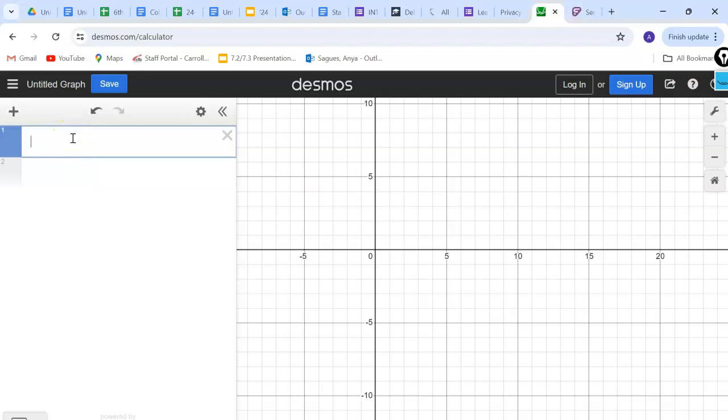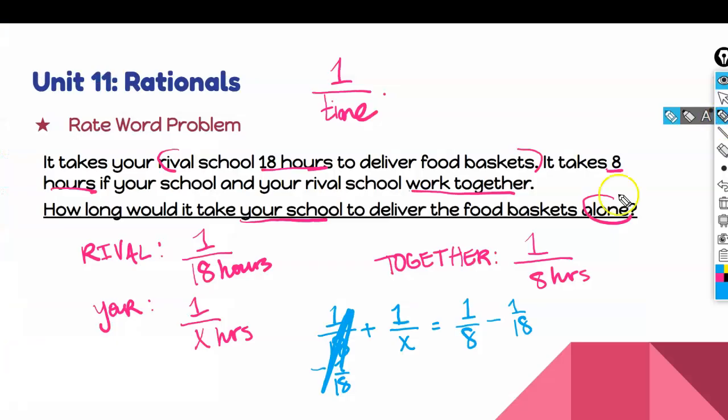So now that we're in Desmos, you can type 1 over 8, and then use that arrow to get out, minus 1 over 18. Okay, and yes, this is giving us a decimal. Disgusting. This button here will give us the fraction. Okay, 5 over 72. So, 1 over x equals 5 over 72.